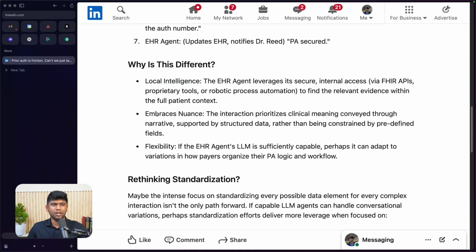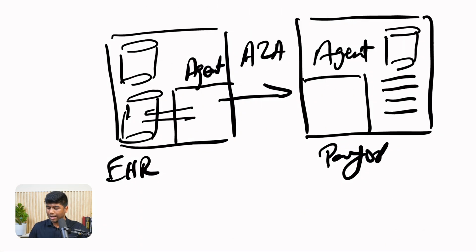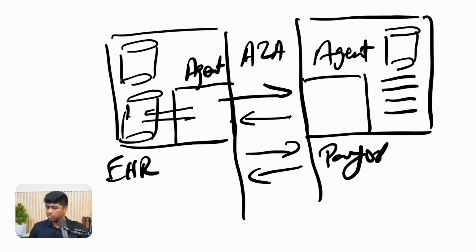You're talking about local intelligence, embracing nuances, and there is flexibility. It's not based on one single protocol, but it's based on dialogue, right? You have multiple agents naturally communicating with each other and finding what's in this context, what's in that context, and then finally they either come to a conclusion or it says, hey, you can't have prior authorization for this, I'm sorry, right?